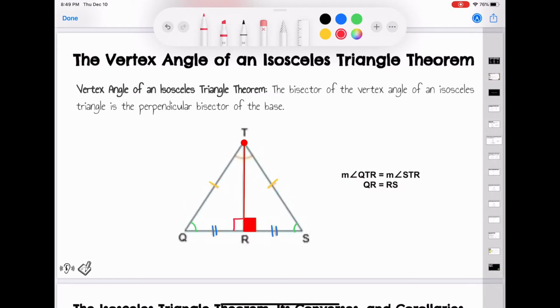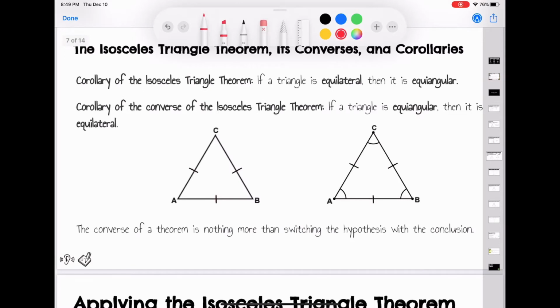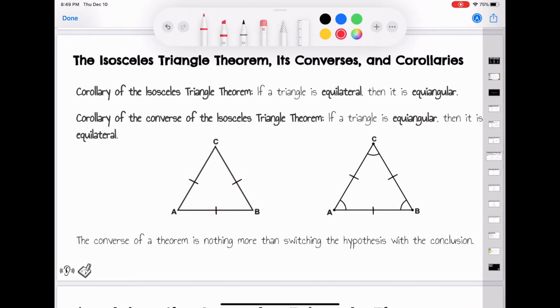These are all the things that we can identify from the vertex angle of an isosceles triangle theorem. Kind of cool. Let's go ahead and look at another theorem: the isosceles triangle theorem, its converse, and its corollaries.